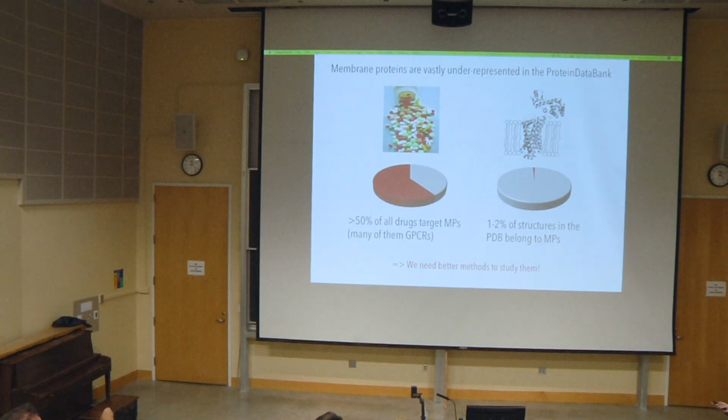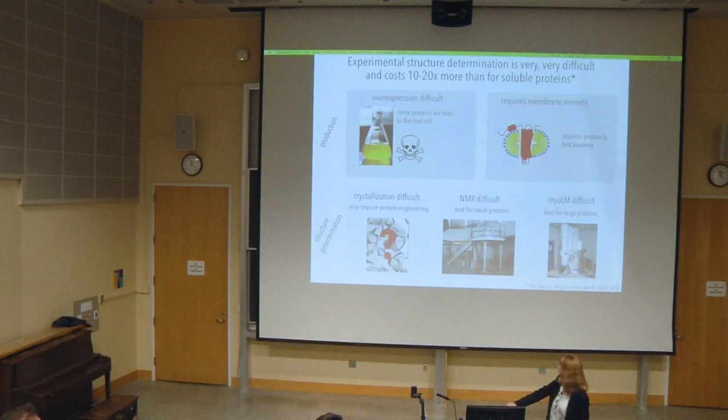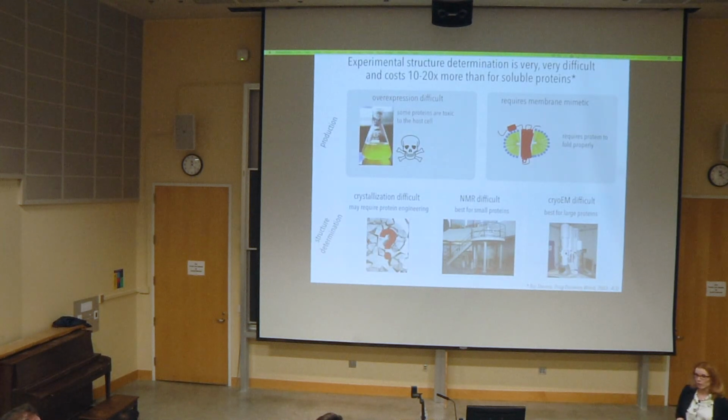The reason why they're so underrepresented is that there's just a lot of problems in studying them and getting their structure. You run into a whole bunch of problems studying membrane proteins. The first one is going to be overexpression. You need enough protein to study it in the first place.